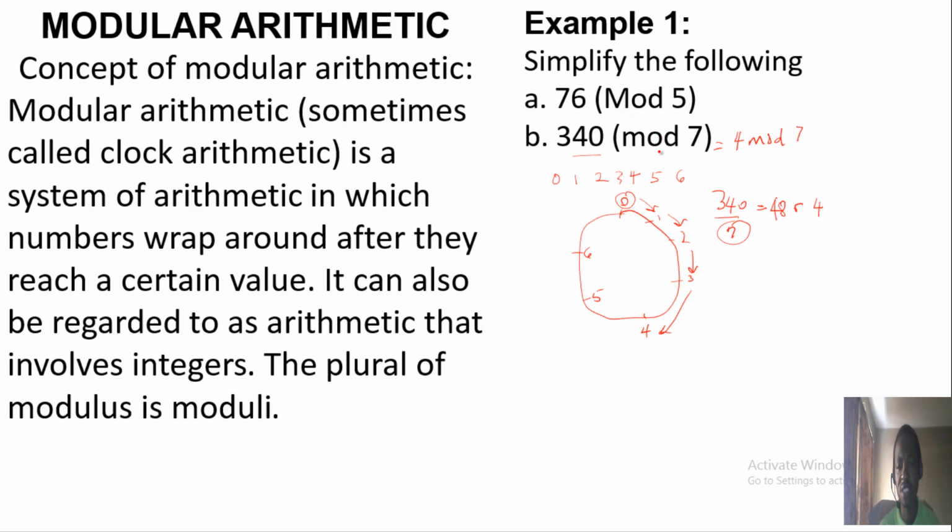When you have mod 7, the digits in mod 7 will be 0, 1, 2, 3, 4, 5, and 6. And when you are to do anything in mod, what are we returning? The remainder. Therefore, after dividing by the mod, what is the remainder? Anything you get will be the answer in that particular mod. And that is what I've demonstrated here. Therefore, you too can do as many as possible.